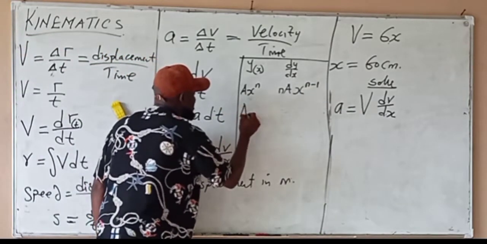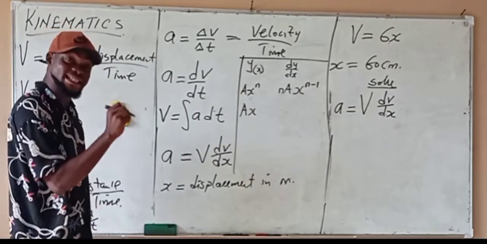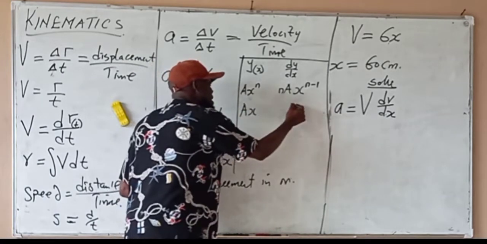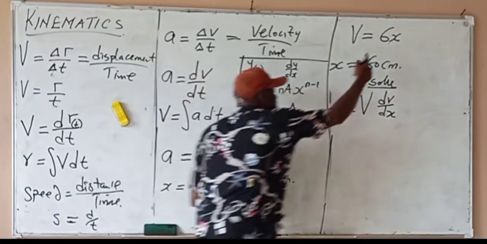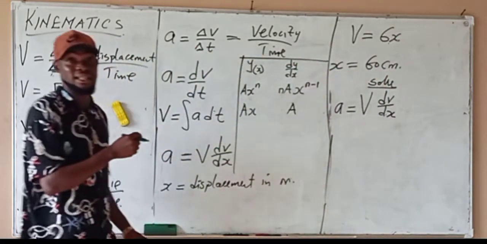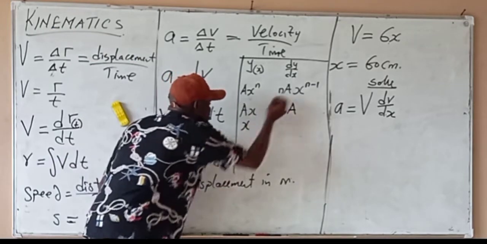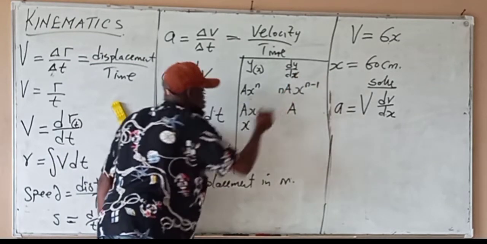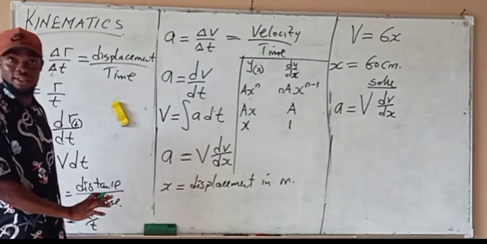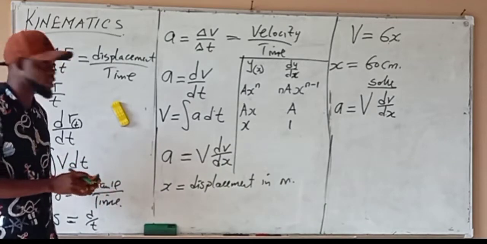If I have just a times x, and I'm asking you, what is the differential of ax? Then if you differentiate ax, the x will disappear, only a will be there. If I differentiate 6x, the x will disappear, only 6 will be there. If I just have x, differentiating with respect to x, the answer will be 1, since it's just x without a coefficient and the power is 1.